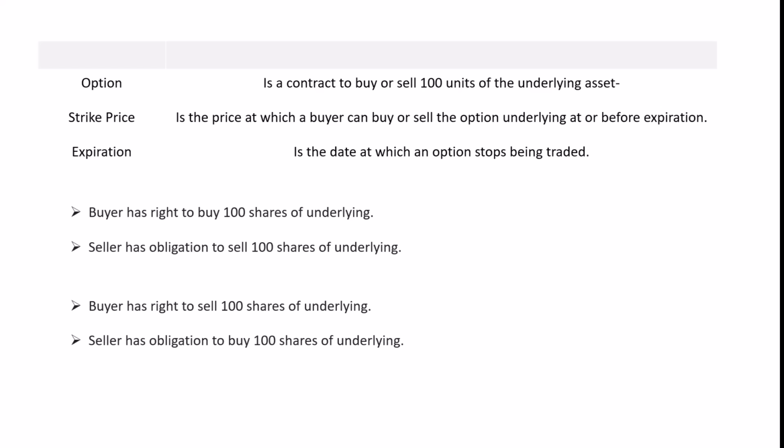Now, in the next video, we are going to discuss in more detail what the strike price is and what the expiration is.